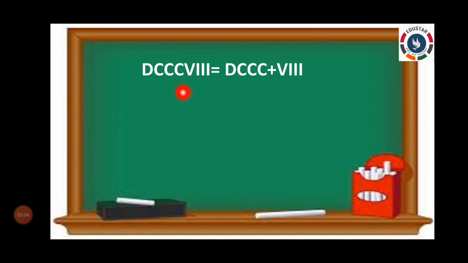DCCCVIII. D is 500, a 3-digit number. C is 100, that is a 3-digit number. So I am going to split all the 3-digit numbers separately. So DCCC plus VIII, all one-digit numbers, so I am splitting VIII. Okay, now I write down the value for DCCC. How much now? That is 800 plus VIII, that is 8. Okay, 800 plus 8 is equal to 808. So DCCCVIII is equal to 808.